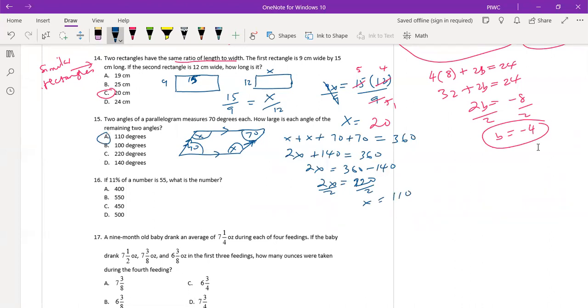So 110 degrees. In other words, add the two numbers 70 and 70, get 140, subtract from 360 and divide whatever you have left by 2. Okay, that's what the algebra means.